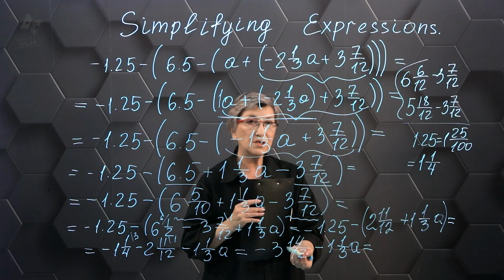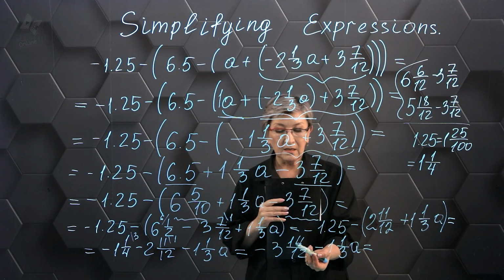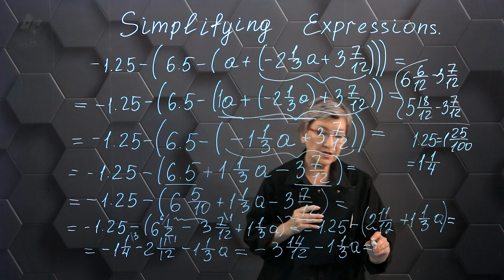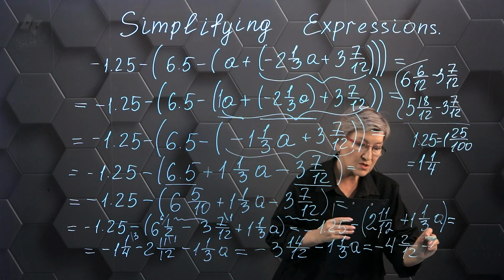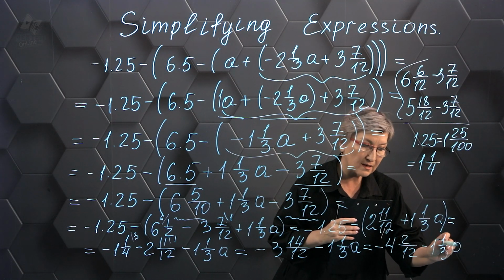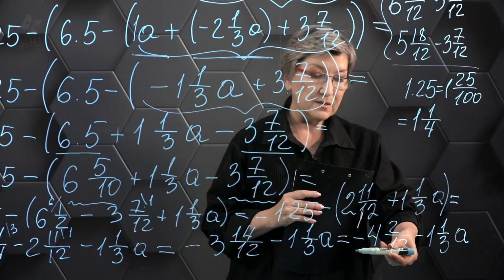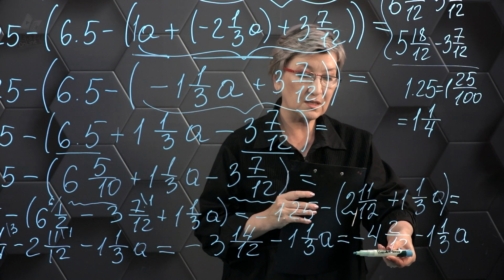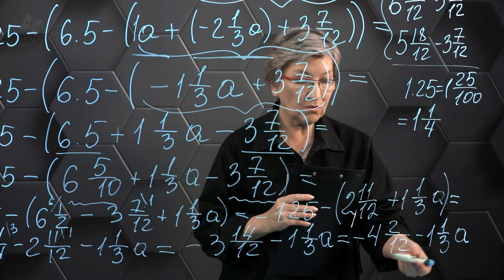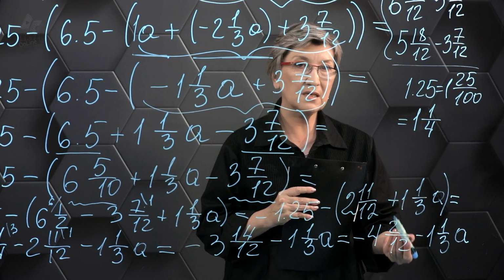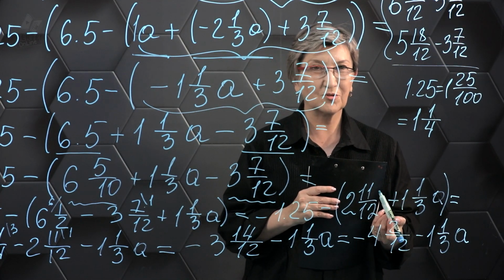The result is the following expression. This expression we can transform. Let's isolate the integer part, and the result is minus 4 2/12 minus 1 1/3 a. And that can be written as the answer. The only thing is that with the mixed number minus 4 2/12, I can do the following action. I can divide the numerator and denominator by 2, and the result is an irreducible mixed number.